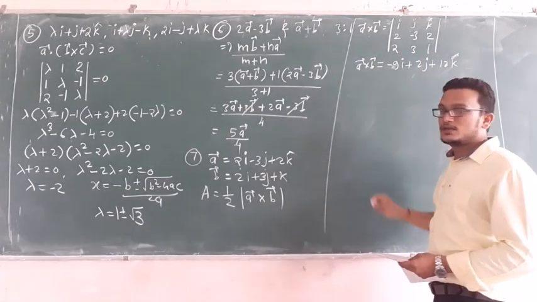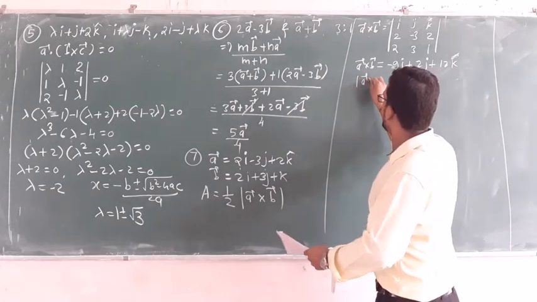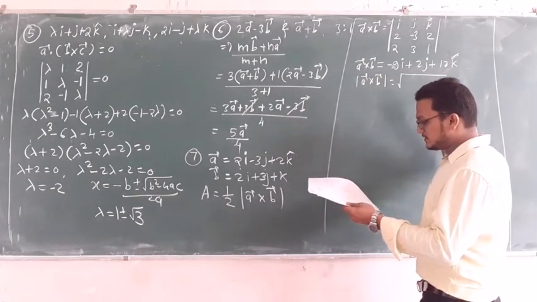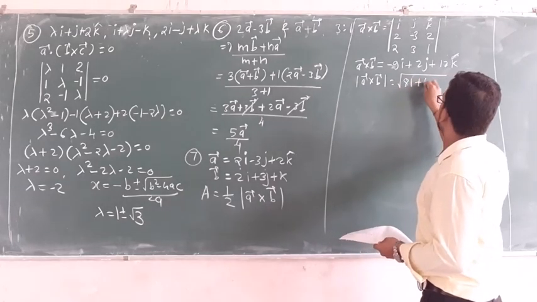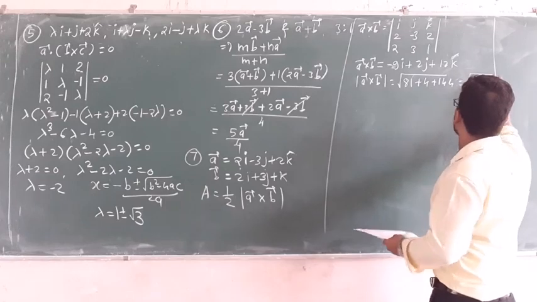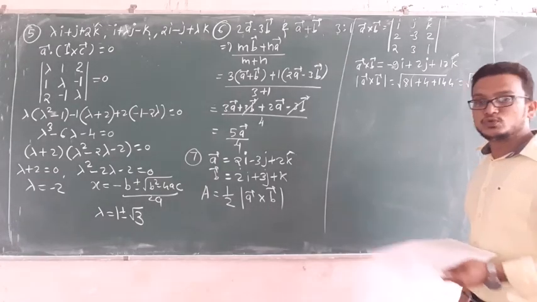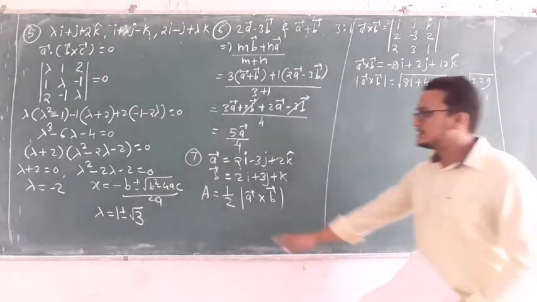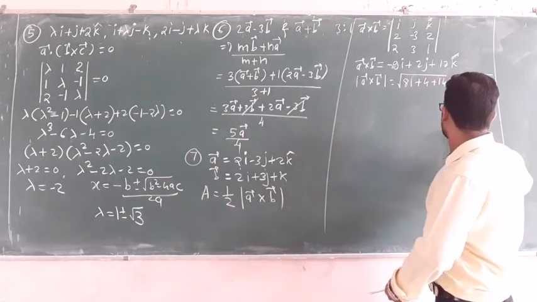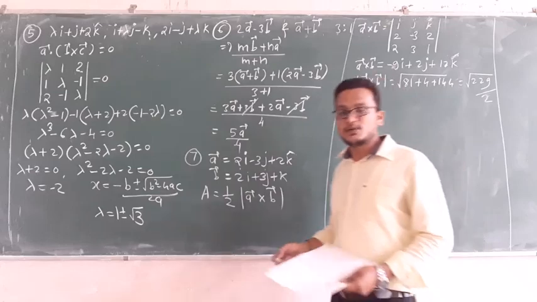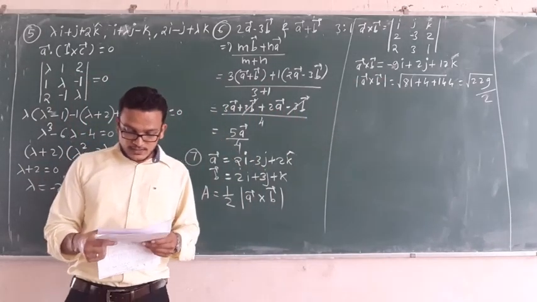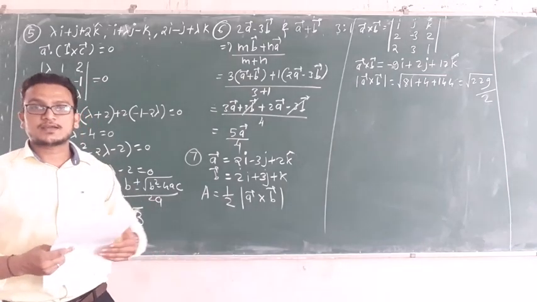Then the magnitude of A cross B is equal to root of 81 plus 4 plus 144, which is root of 229. But the area is divided by 2, so your final answer is root of 229 divided by 2. I think from the options the fourth will be correct.